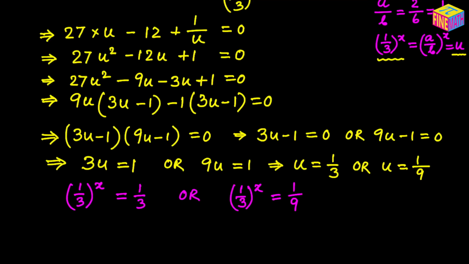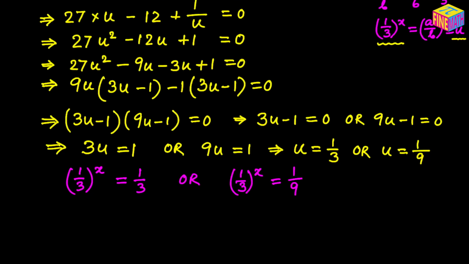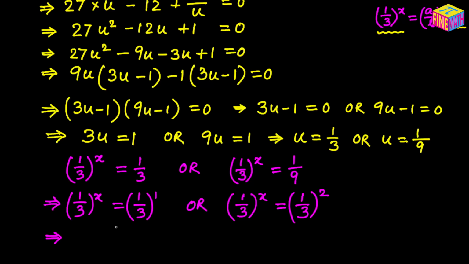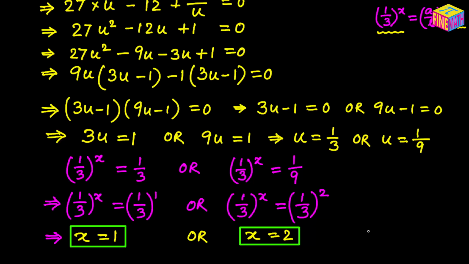Now from here, let's try to solve for x. Can we write 1/3 as 1/3 to the power x? No power means power 1, right? And similarly on the other side, 1/3 to the power x is 1/9. Can we write it as 1/3 whole square? So from here we are getting two possible values. You see, we have the same base, that means exponents must be equal. So x must be equal to 1 or x must be equal to 2. Those are the two solutions for this equation. I hope everything made sense so far.